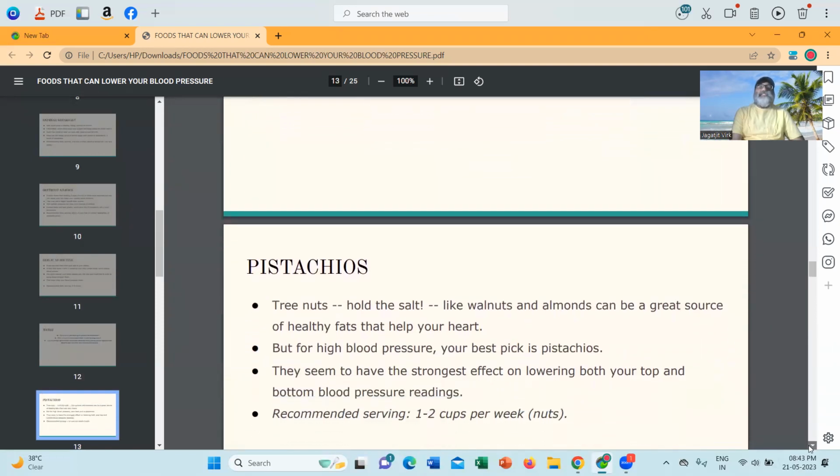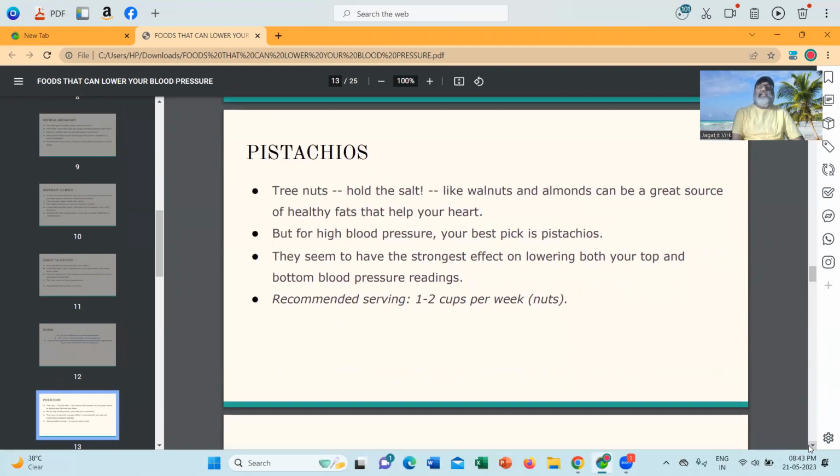Pistachios. Tree nuts, like walnuts and almonds, can be a great source of healthy fats that help your heart. But for high blood pressure, your best pick is pistachios. They seem to have the strongest effect on lowering both your top and bottom blood pressure readings. Recommended serving, 1 to 2 cups per week of nuts.